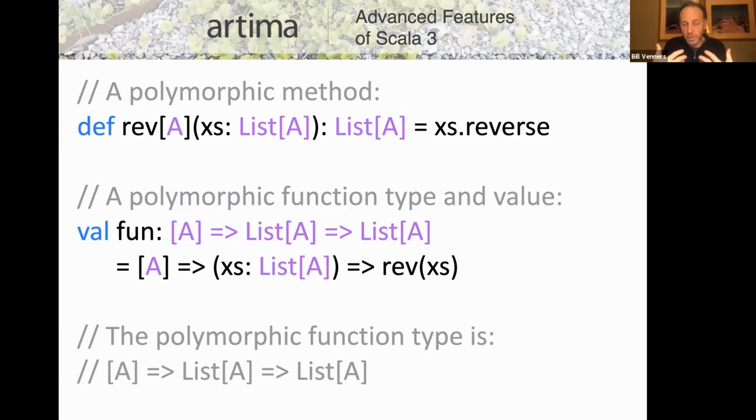And then the function literal, or the lambda, is the part on the next line here: square brackets A rocket, and then you have a regular function literal that uses that A. So you always have to write that out explicitly. Otherwise, it will eagerly decide what A is. So that's a polymorphic method, and I think what's going to be the function type.